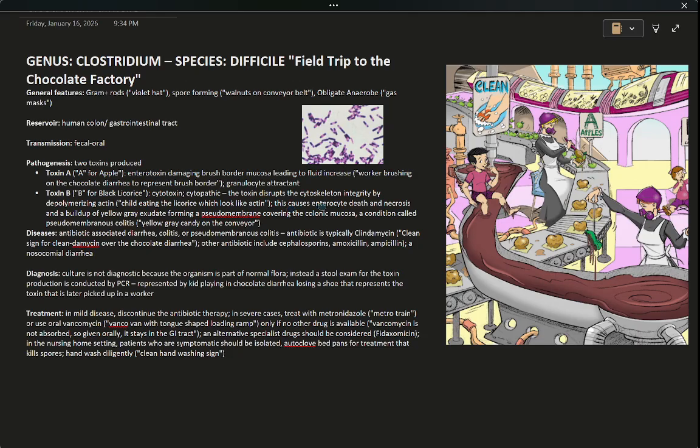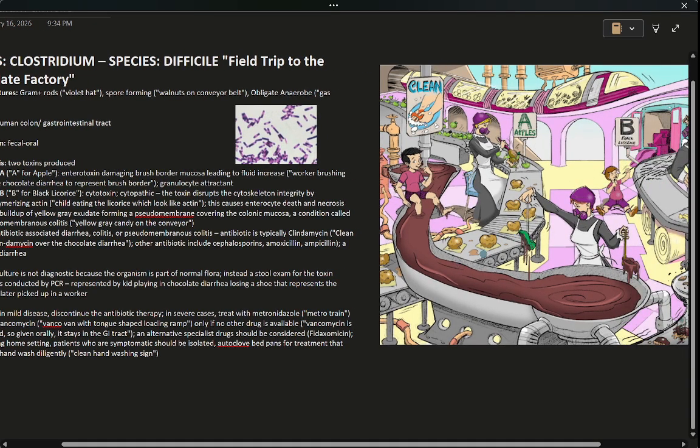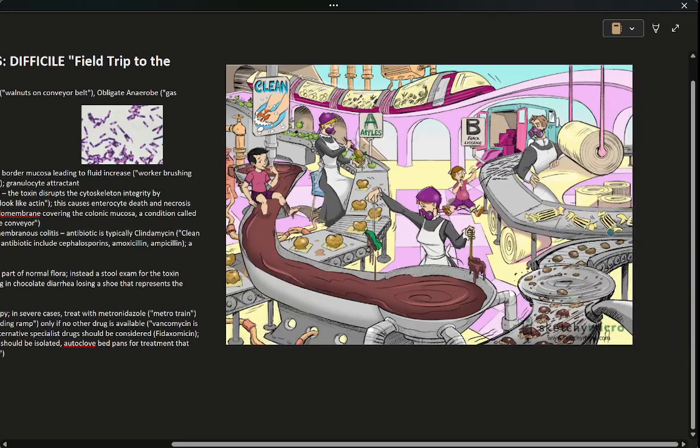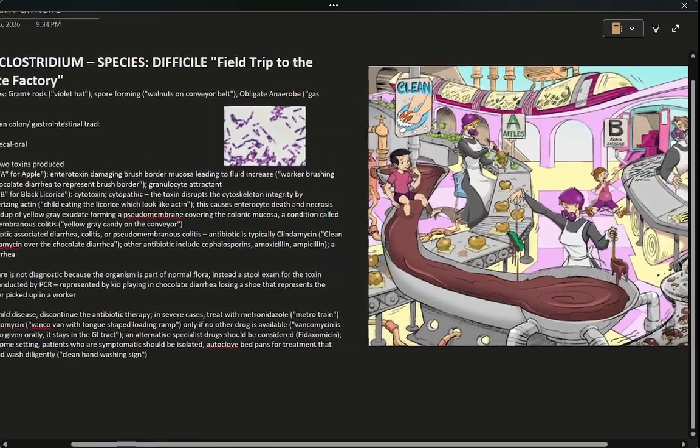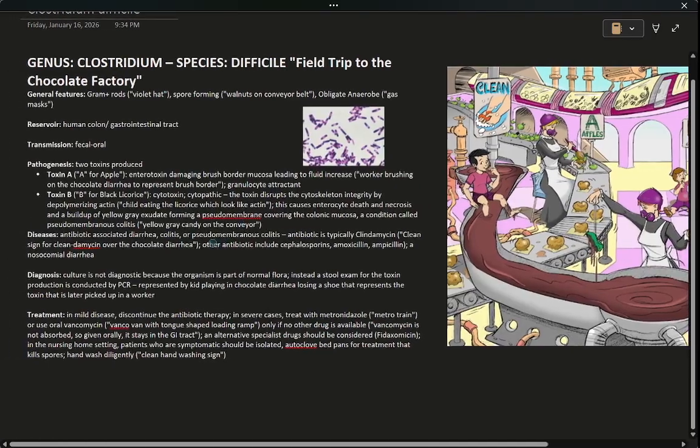So this will cause the enterocyte death and necrosis and buildup of a yellow-gray exudate that forms a pseudomembrane that ultimately covers the colonic mucosa. So this condition is actually called pseudomembranous colitis. So you can remember that by thinking of the yellow-gray candy on the conveyor, as shown over here. So that helps you to remember the pseudomembranous colitis.